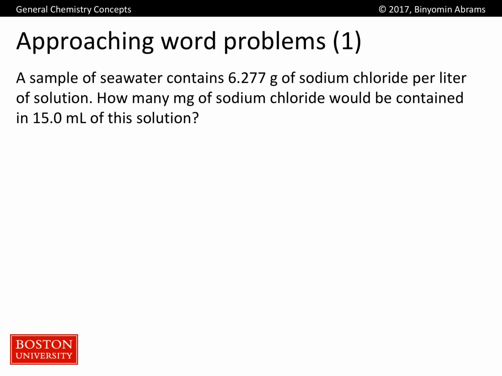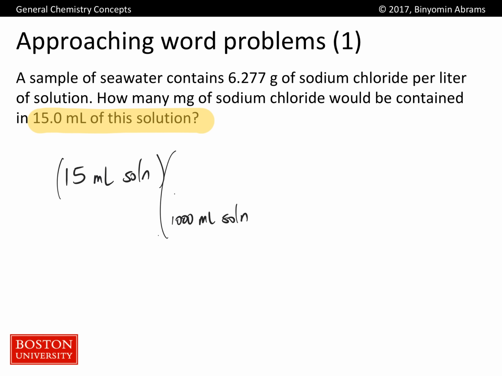Hopefully this time you've come to the realization that we're studying 15 milliliters of solution. And by understanding that, we can start our dimensional analysis with 15 milliliters of solution. And we can continue by saying we know, again, milliliters to liters, not so bad, 1,000 milliliters of solution in 1 liter of solution. And why is this a useful thing to know?